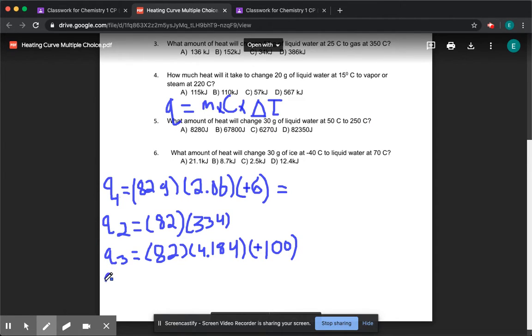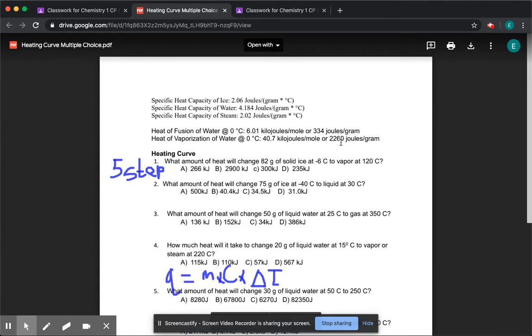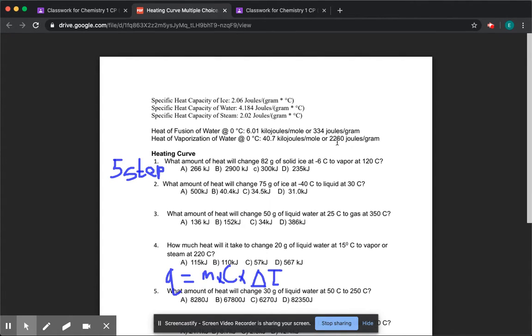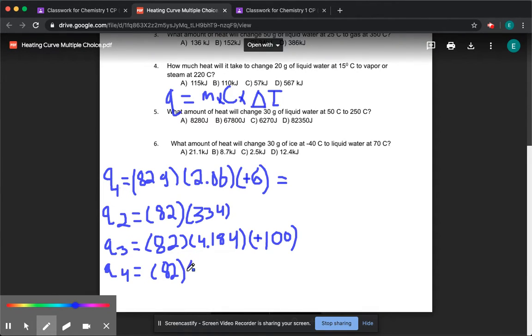The fourth step is now we have to vaporize it. Now we have to make the water into steam. So then that's going to be 82. And then instead of using the heat of fusion, now we're using the heat of vaporization, which is a lot higher, okay? Vaporizing takes a lot more energy than melting, if you look, okay? It's 2,260. So multiply that, you get your 2,260.